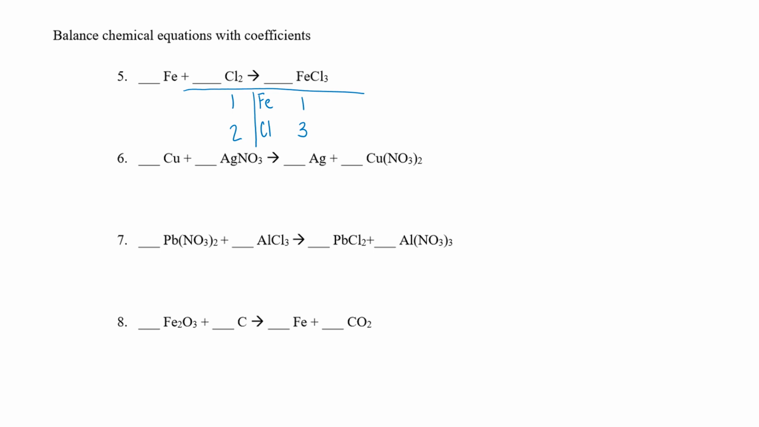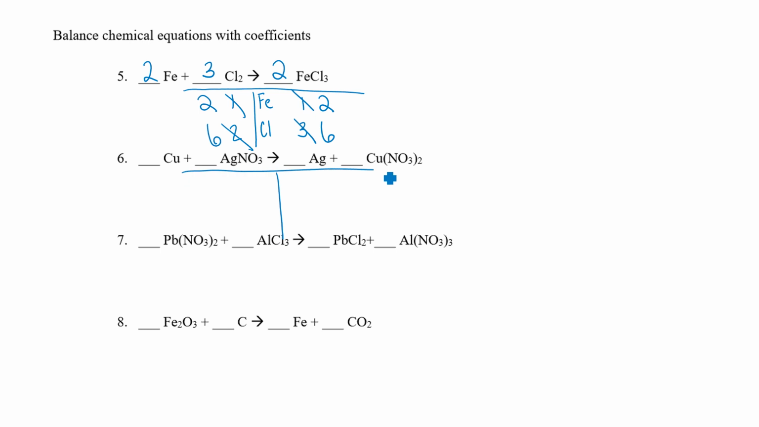And then you want to balance these out. In this case, I have 2 on one side and 3 on the other side. I want to look for the lowest common multiple. I'm going to ask myself, how can I get 2 and 3 to be the same number? The lowest common multiple is 6. So I want 6 chlorines on the left and 6 chlorines on the right. I can do that if I put a 3 over here, that would give me 6 chlorines. And if I put a 2 over here, 2 times 3 is also 6 chlorines. It also affected my number of irons, so I need to also put a 2 right here in front of the iron. So now I'm balanced.